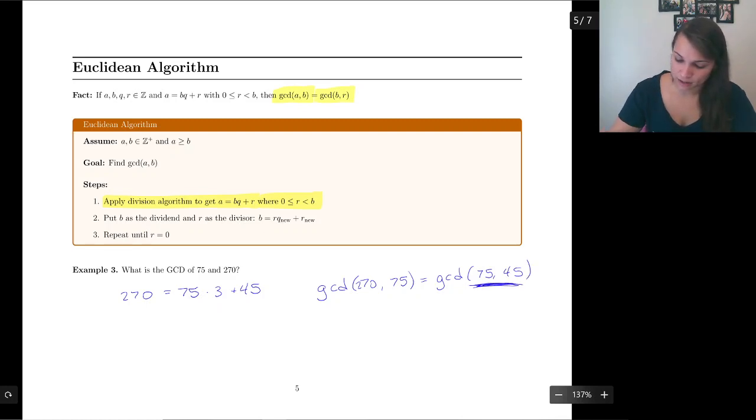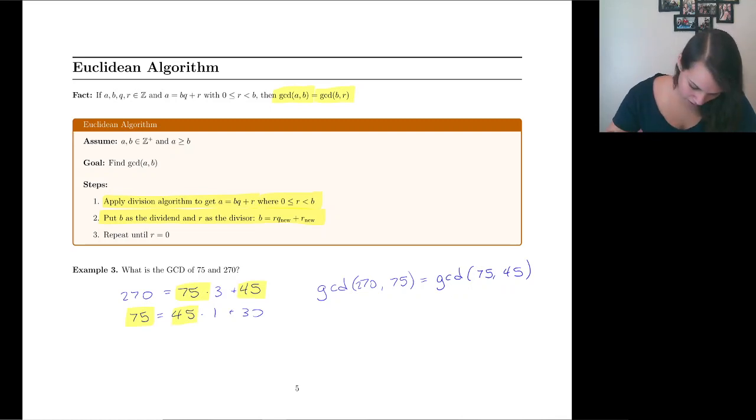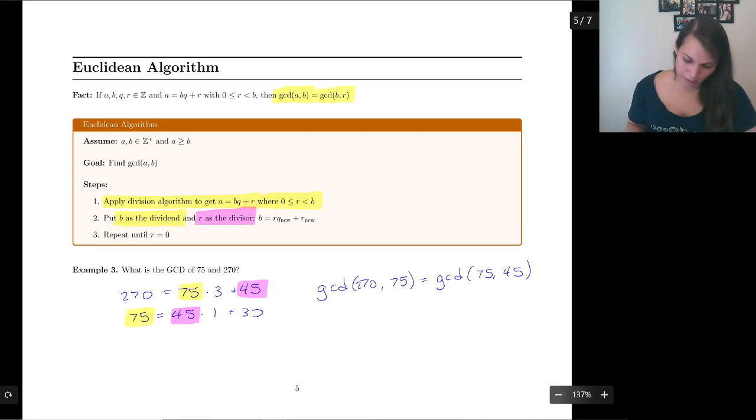But here, we can do the same thing. We can do the division algorithm on these two numbers. So now you do 75 equals 45 times 1 plus 30. And that's what this second step is saying to do. So you put B as the dividend and you make R the divisor. Here, I can color code that a little bit. So put B as the dividend and then get a different color and R is the divisor. There we go.